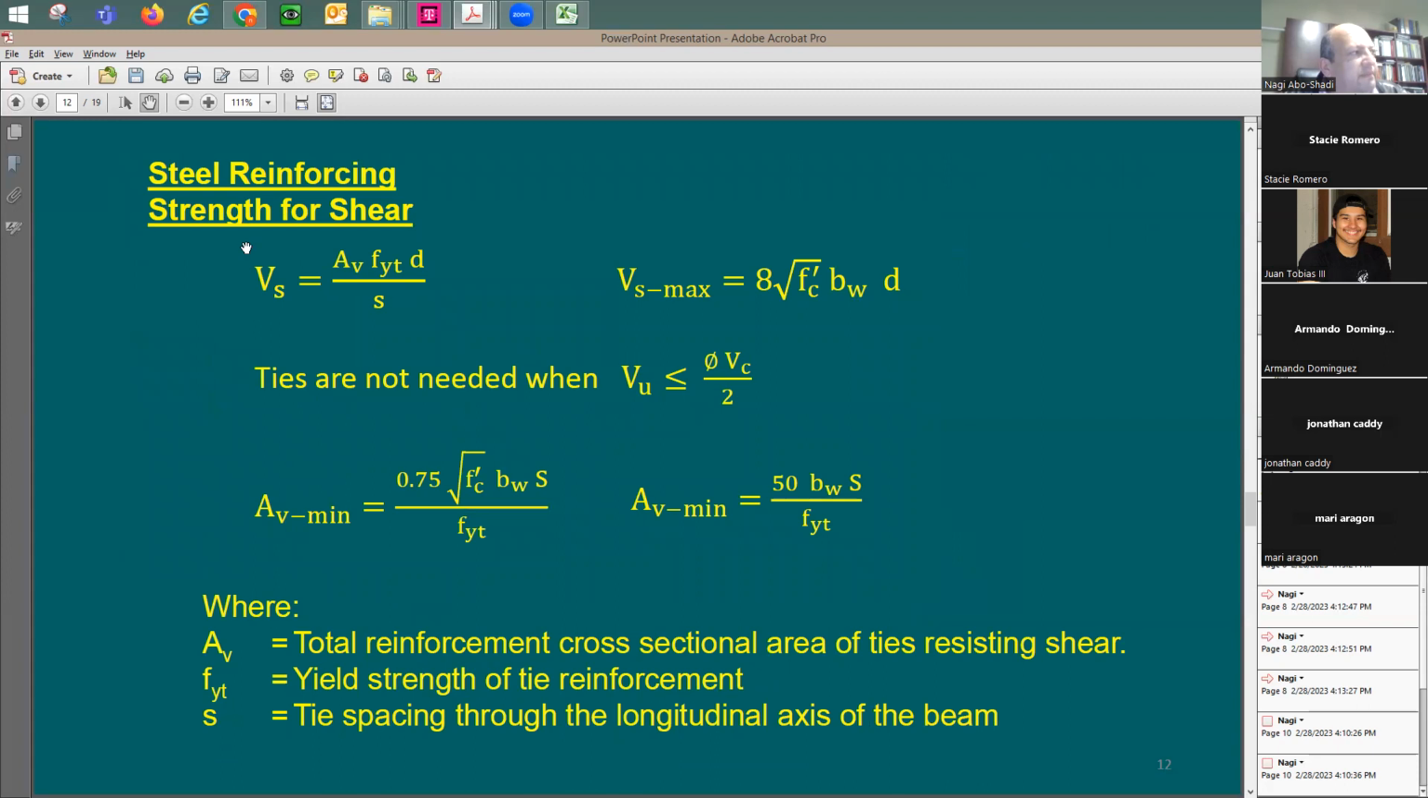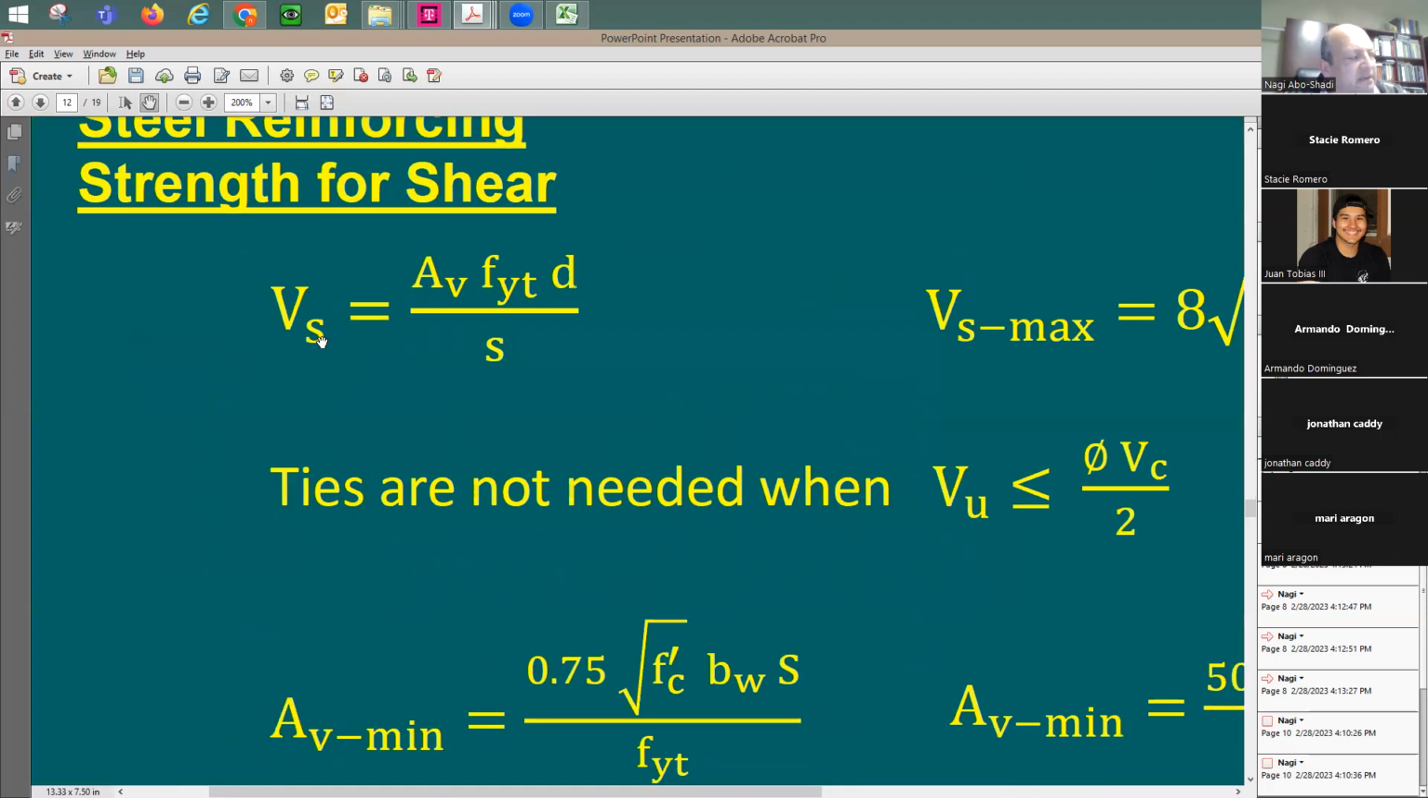Let me look at the equation. The equation says the steel strength in shear for the ties is going to be equal to A sub V, the total cross-section area of all ties that you're cutting through, times F sub YT. T stands for ties. So this Fy, if you have grade 60, is 60 ksi for steel, grade 60, times the depth, divided by S, which is the spacing we were just talking about.